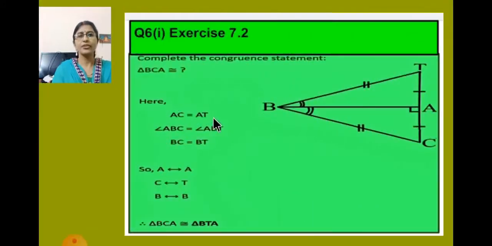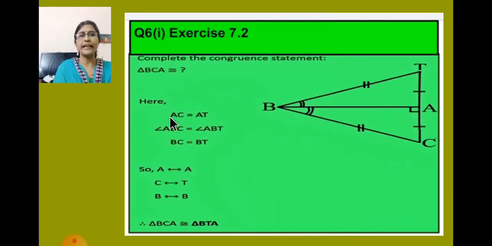Now next, question number 6, first part, complete the congruence statement. The question is triangle BCA is congruent to question mark. Here you have to complete this. So first we will write what is given in this figure. We'll see whatever is given, which are the corresponding parts which are equal. That we will write first.